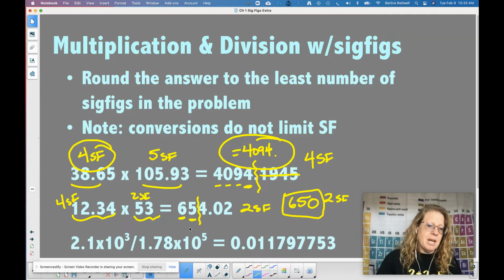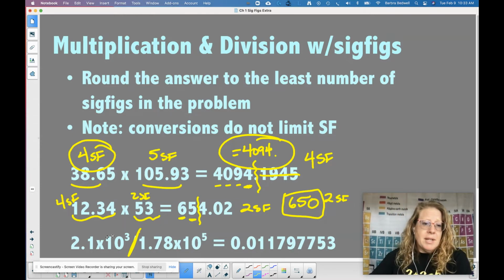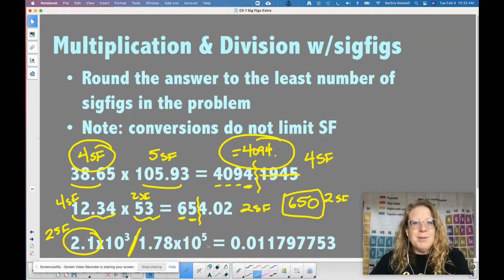So 2.1 times 10 to the third, oh sorry, divided by 1.78 times 10 to the fifth gives us this value. Okay, again, crazy long value, especially in division, right? Calculators seem to be very overly enthusiastic, with lots of extra decimal places. So let's take a look. Scientific notation is nice because anything that's written in scientific notation is significant. So this one has 2 sig figs. By the way, the exponents right here, that's what takes care of your placeholder zeros. That's what those are for.